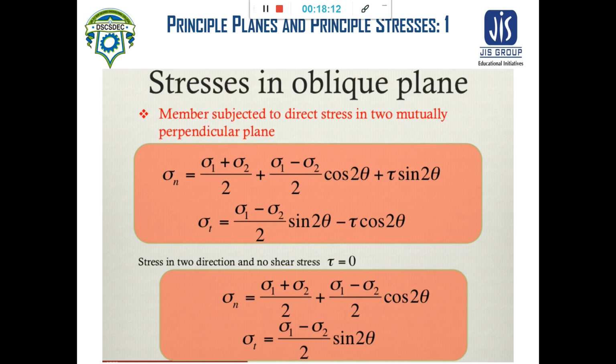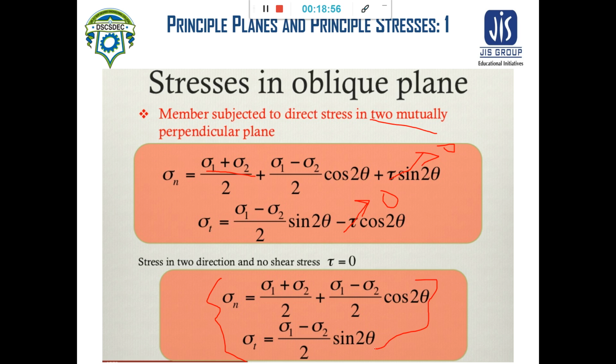Now, when the member is subjected to direct stress in two mutually perpendicular planes, both sigma 1 and sigma 2 will be there, and if there is no shear stress, that means the tau value will be 0. Whenever this tau value is 0, the sigma n and sigma t values will be like this, and this can be easily remembered and easily used in the problem.